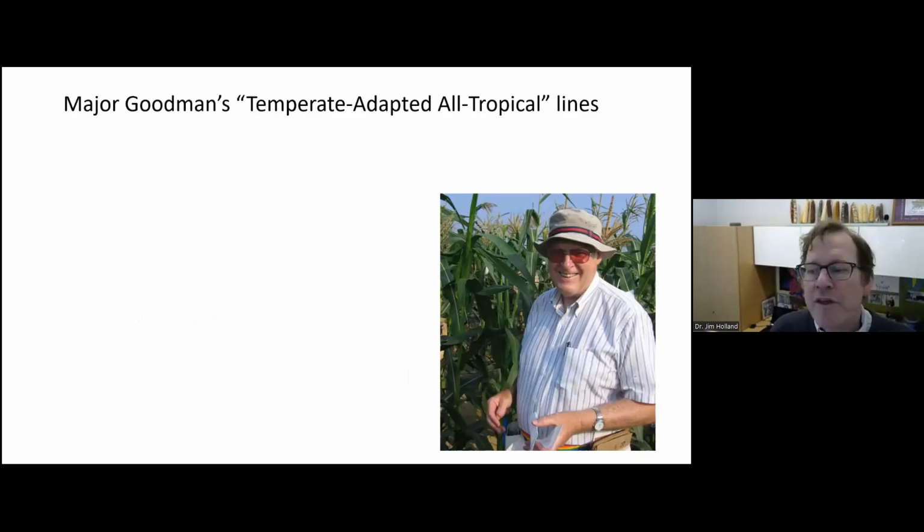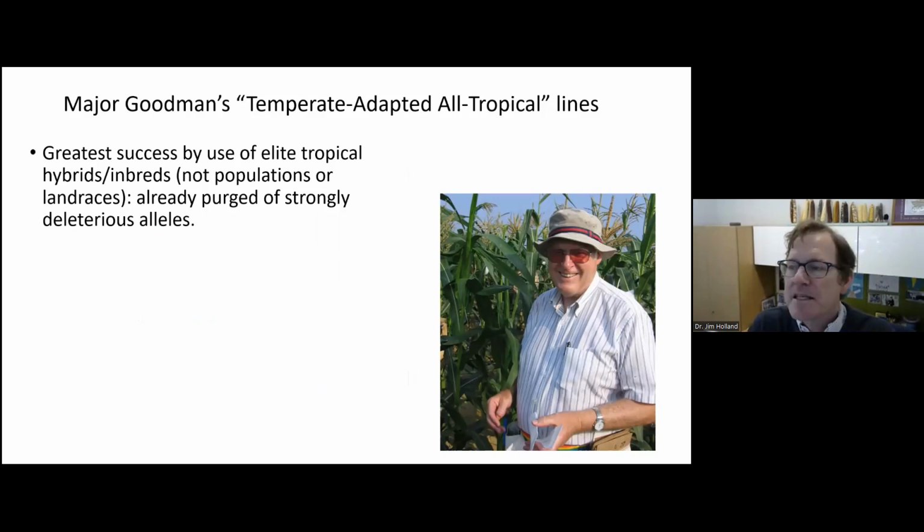Okay, so just a couple more things. And so that's like population-based breeding, that genomic selection could be useful there in those sorts of populations. Here's an example of just pure phenotypic selection done by Major Goodman over several decades here in North Carolina.